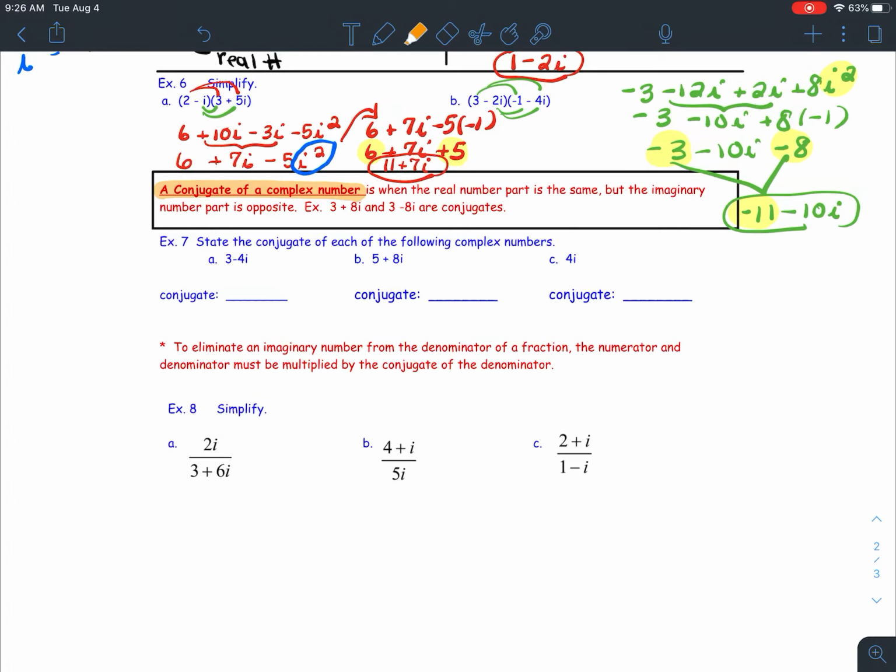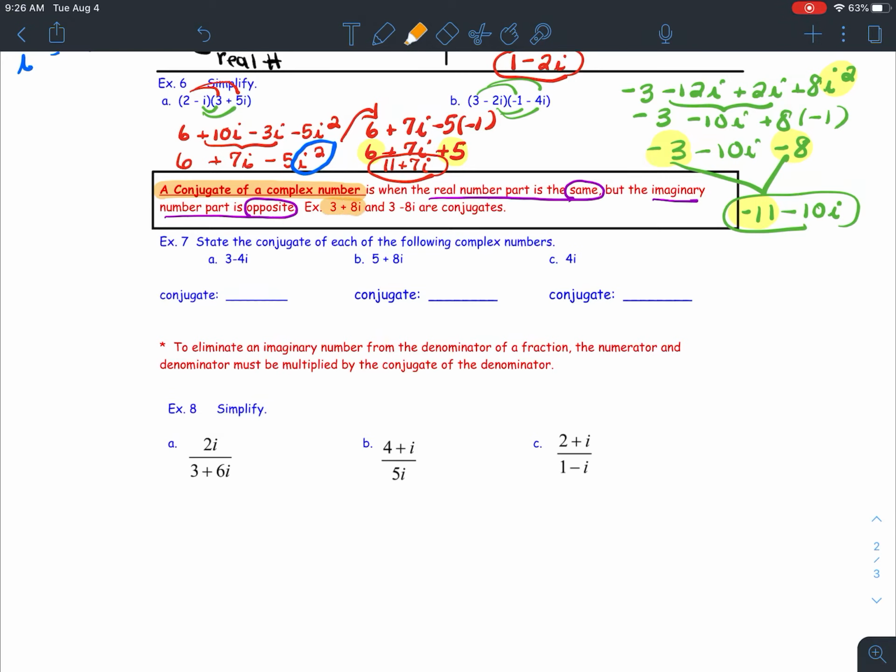The way that we're going to get rid of the i's in the denominator of a fraction is we're going to be using what's called the conjugate of a complex number. First and foremost I want to make sure we're all comfortable with how to state what the conjugate of a complex number is. When you state the conjugate, you keep the real number portion of your complex number exactly the same. You're making no changes to the real number part. However, the imaginary number portion, you will simply flip the sign on that and make that the opposite.